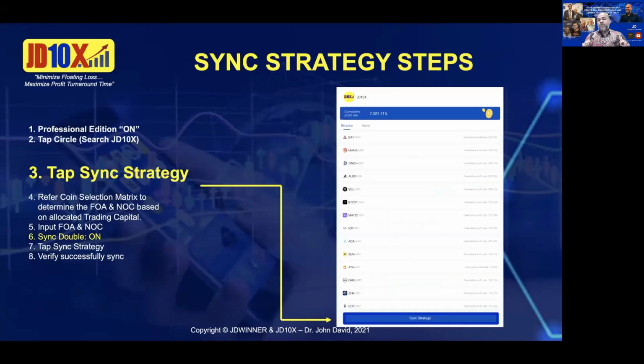At this page, please take note of what you need to do. You will be able to see Binance or Huobi just below the cumulative profit rate. Make sure you select the right exchange, according to your API, which exchange you want to use. And thereafter, make sure you tap on the sync strategy.